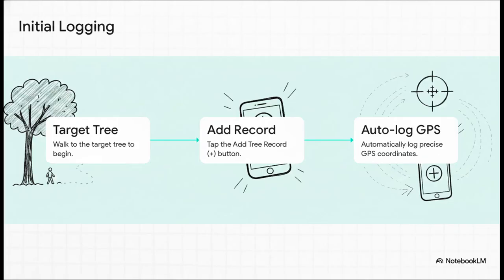Moving right along to Section 2, step-by-step field logging. Let's move to the forest and see how this builds. I want you to put yourselves directly into the boots of the surveyor walking into a dense, sun-dappled forest. This is where the magic happens. Step 1, you walk up to your target tree. Step 2, you simply tap the Add Tree Record Plus button. And for Step 3, the app instantly queries your phone's built-in GPS sensor to auto-log precise coordinates. We're talking exact latitude, longitude, and accuracy. You don't have to type a single number.